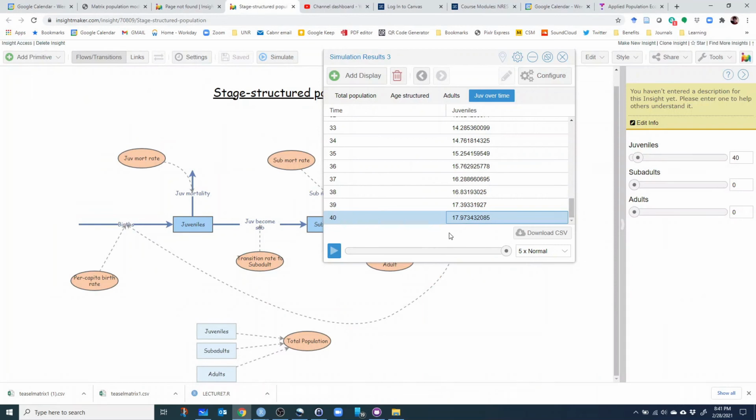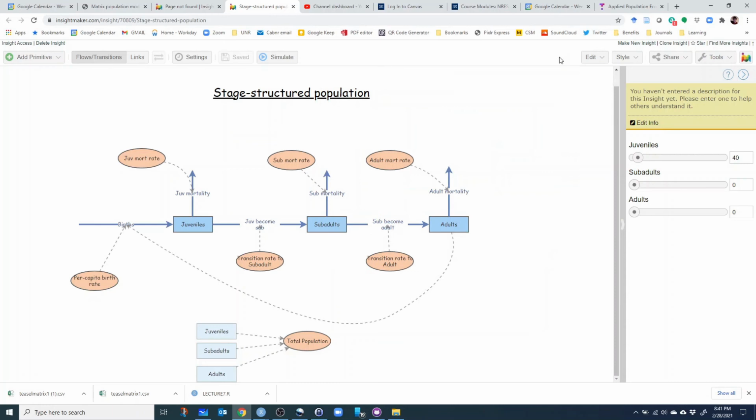So we did, in fact, perfectly replicate this InsightMaker model, but we replicated it using matrix population modeling in R. So pretty cool. We basically, when we built age-structured populations in InsightMaker, we did build a matrix population model without even knowing it.